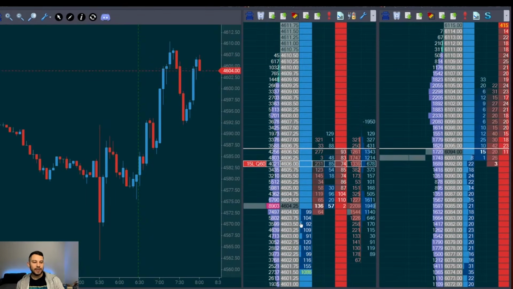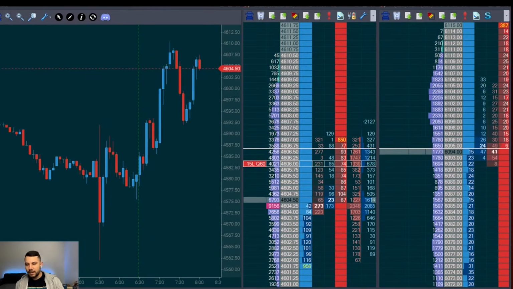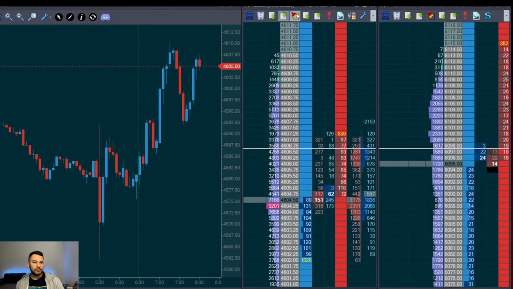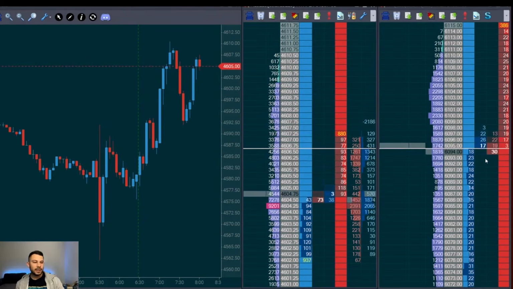I'll short the ES. Damn, I missed it. So you can see on the DOM there what happened right before we sold off. So big rotation came down, and then you can see the action there.